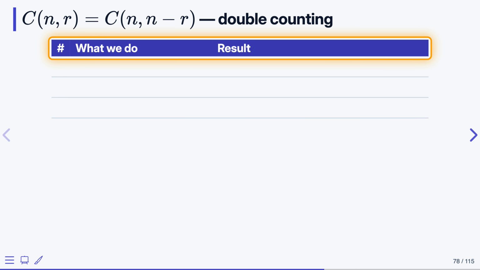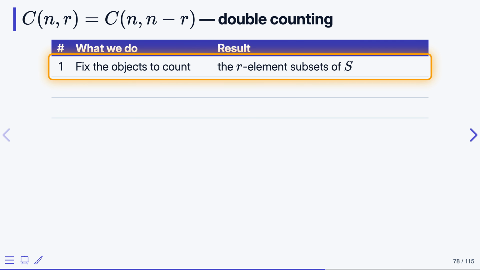Now the same fact by double counting. Step 1. Fix one collection of objects. Take the subsets of S that have r elements. We will count this one collection twice.